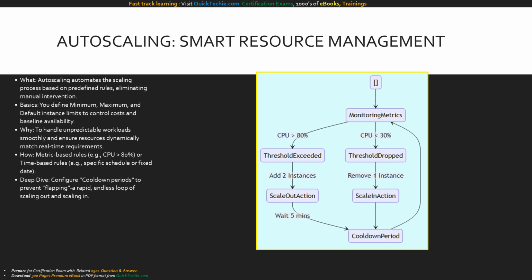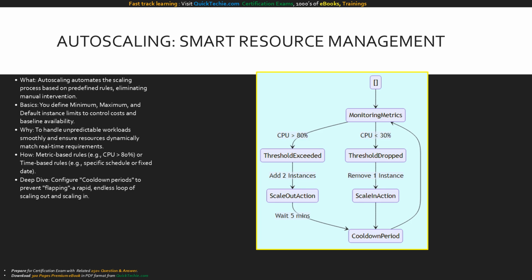Let us walk through this state diagram to see the precise life cycle of an autoscaling event. We begin in the monitoring metric state, where the cloud platform is constantly checking the health and load of your application. Suddenly, traffic spikes, moving us along the arrow to threshold exceeded, in this case CPU usage has jumped above 80%. The system immediately triggers a scale-out action, automatically deploying 2 new server instances to handle the load.